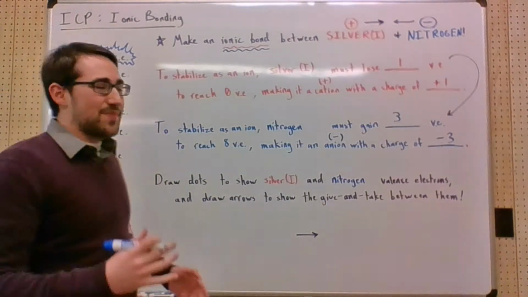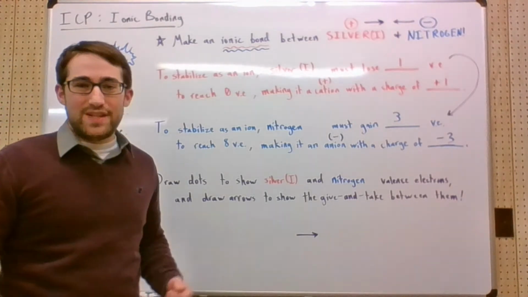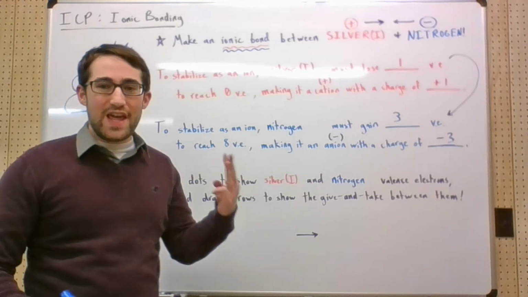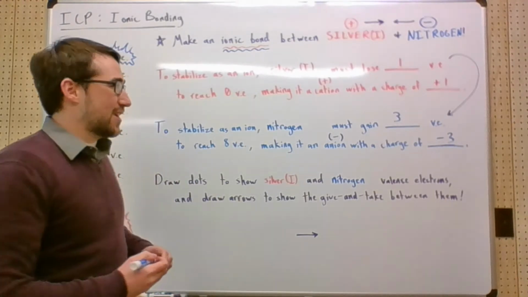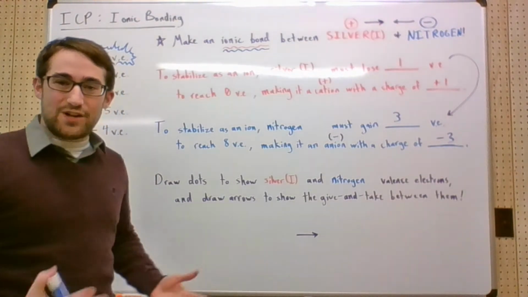Okay, so to make our silver and our nitrogen happy, each atom of silver we deal with needs to lose 1 valence electron, and each nitrogen needs to gain 3 valence electrons. So just 1 atom of each is not going to be enough to make this happy. We're going to have to get crafty.